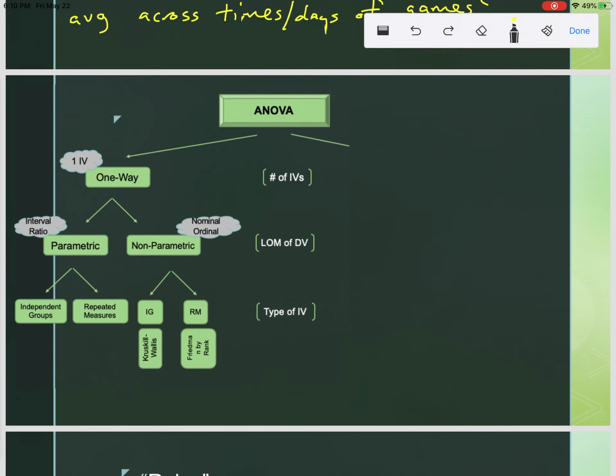So in my question, do differences exist in batting average of players across times of games? My dependent variable is batting average. I know this to be a ratio level of measurement. So that means I already know I'm a one-way ANOVA because I have one independent variable. And if I'm using a ratio level dependent variable, I know I'm going to be parametric. And then let's look at how I'm measuring the independent variable. How I'm measuring this is I have the same number of players. So I would probably do this, maybe I would get 50 players.